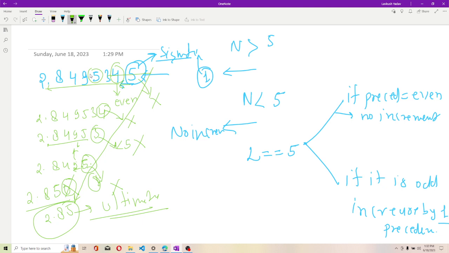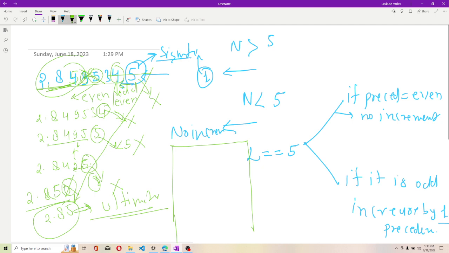So till now you understood how we have to do it. Now I am just taking a simple example. Actually, in this example we have both even and odd cases. How? Because here it was even and here it was odd. So we have incremented. So this way you can do it.